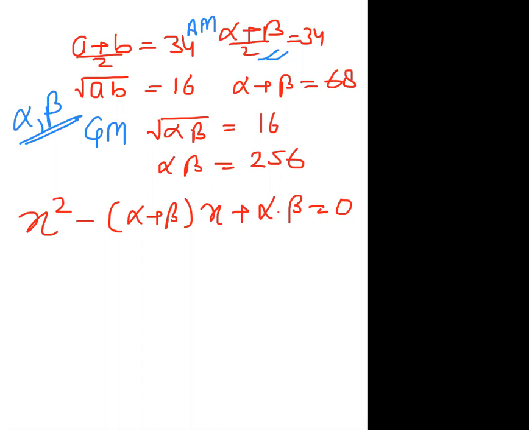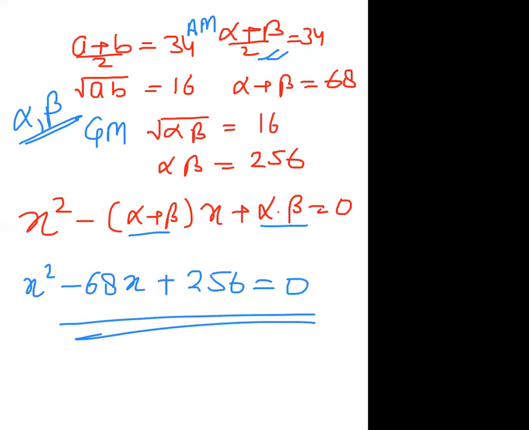So square root of alpha beta will be 16, alpha beta will be 256. Now we need to put those values. We will be getting the quadratic equation x square minus 68x plus 256 equals 0. This is the quadratic equation. I've seen this question many times for 2 marks. So it's a good, important, and I suppose easy question also.